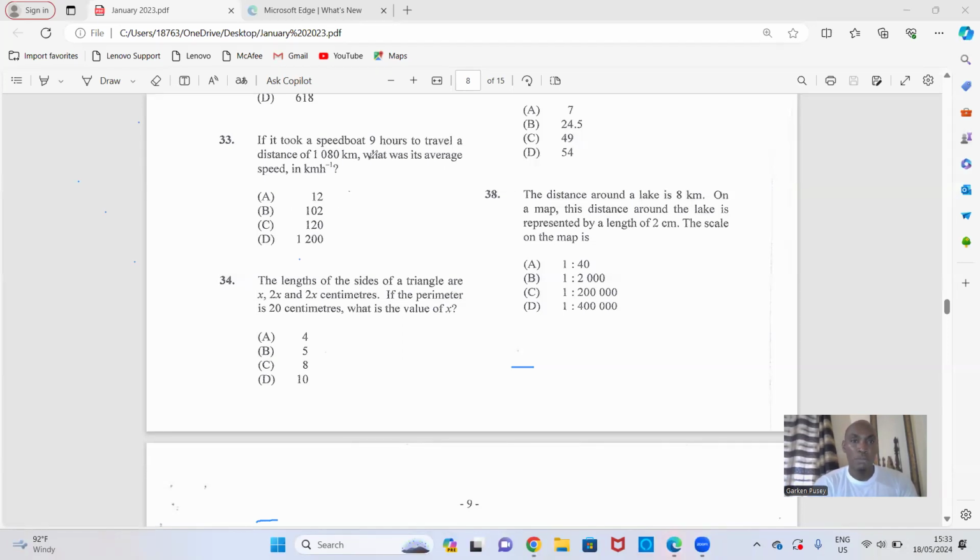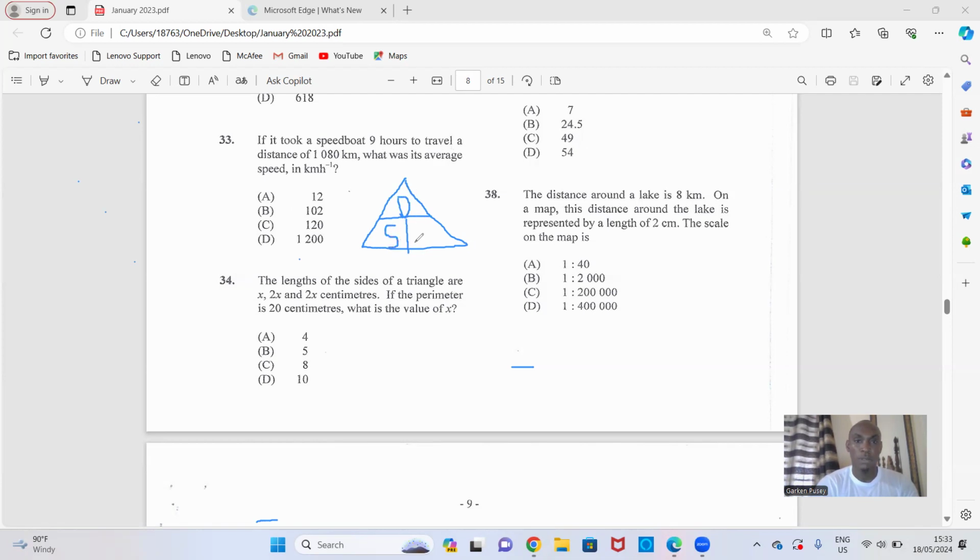If it took a speedboat 9 hours to travel a distance of 1,080 kilometers, what was its average speed in kilometers per hour? All right, so let me just draw our little magic triangle and put in our speed, distance, and time formula. All right, so the first thing is that distance is going to be at the top, and we can put our average speed.